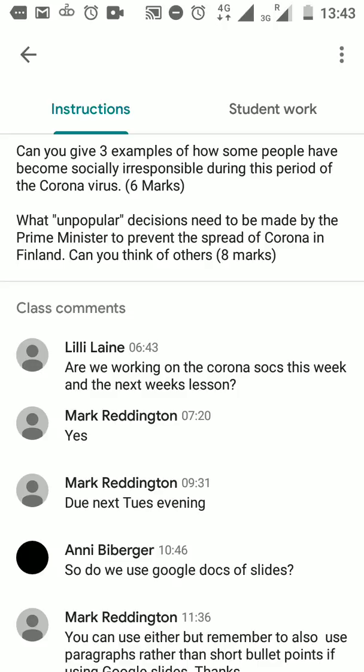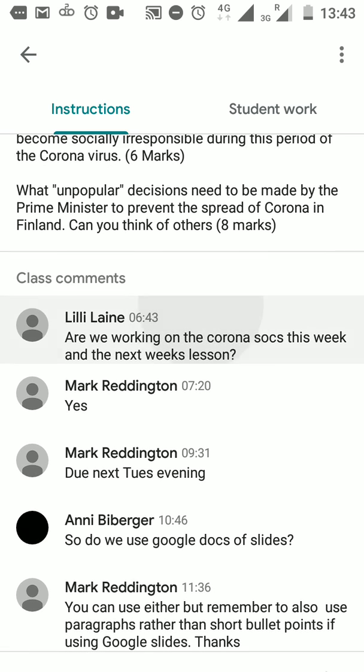But give different examples, not the same thing. So don't include buying toilet roll and buying food. I mean, that's the same thing. Try and get different points. And remember the because for the full 6 marks.